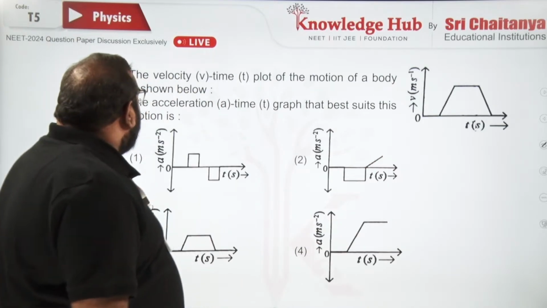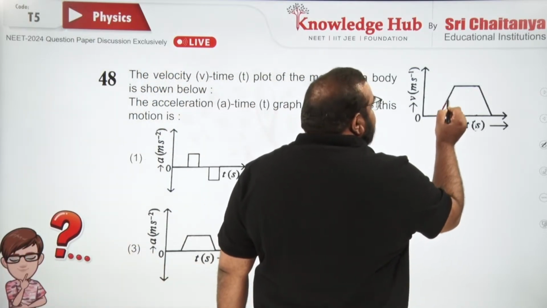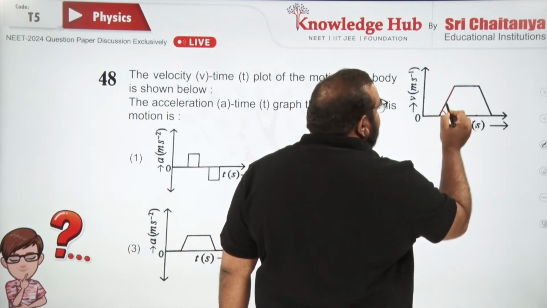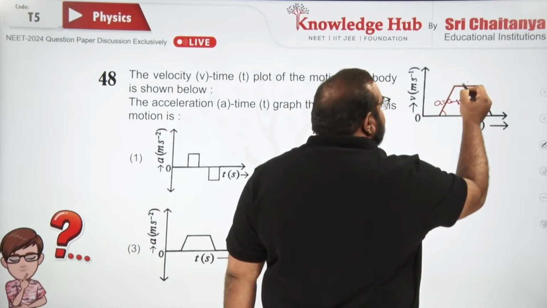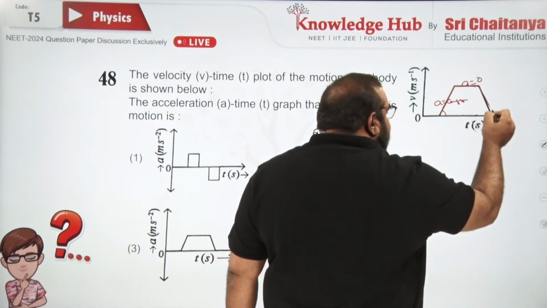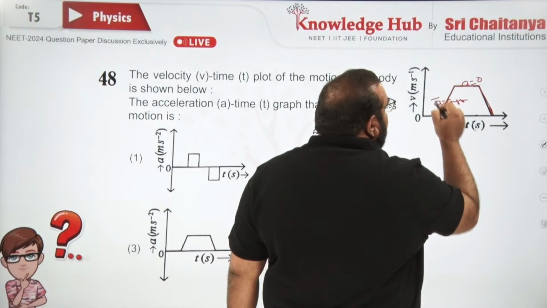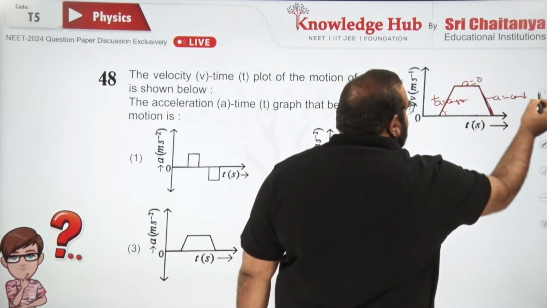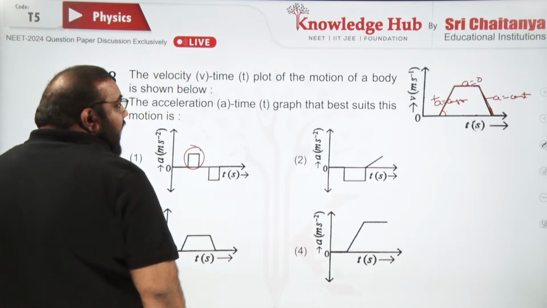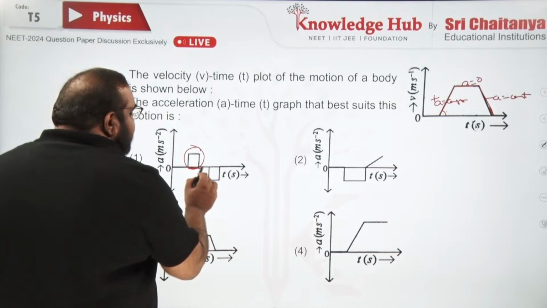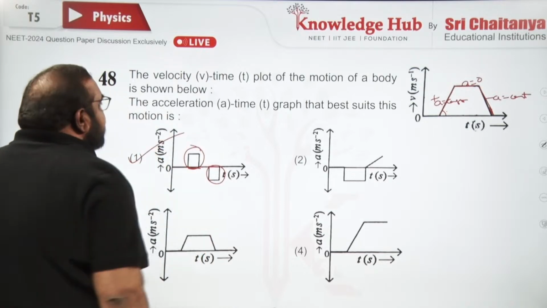And the next one, 48. A velocity time graph is given. Let us first study this graph. Observe here, up to here the slope is constant, and constant slope means constant acceleration. For this part, constant velocity means acceleration 0. For this part, again acceleration is constant, but here is an acute angle and here an obtuse angle, which means positive acceleration here and negative acceleration here. Now let us study its graphs. Positive acceleration which is constant up to a certain time interval, and after that it is 0 because there is no acceleration. Then the negative acceleration which is constant up to a certain time interval. So the first option is correct.